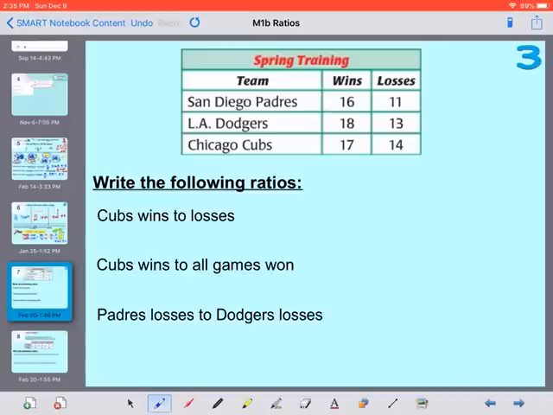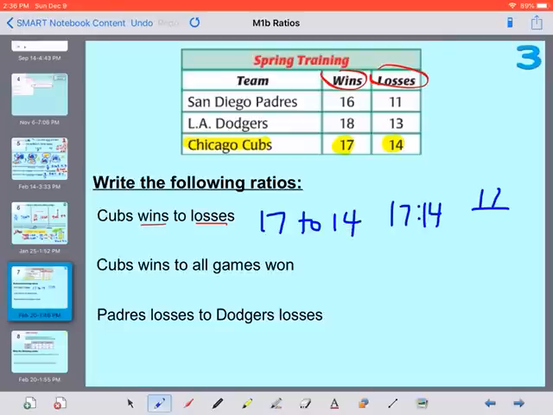All right, let's flip over to the back side. Write the following ratios. We want Cubs wins to losses. So it's the spring training, each team is listed, and the number of wins that they have, and their number of losses, how many times they lose. So we're looking at just the Cubs right now, their wins to losses. So we could write that as 17 to 14, 17:14, or 17/14 as a fraction.